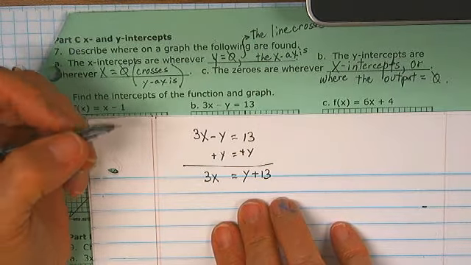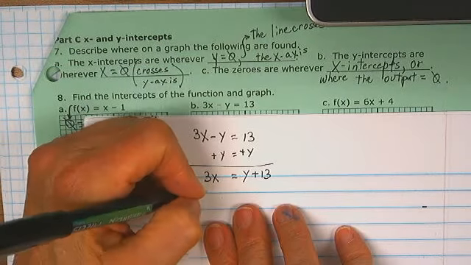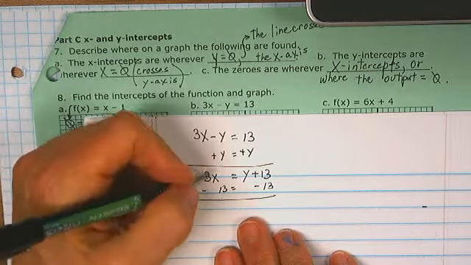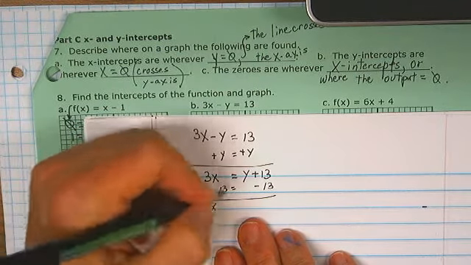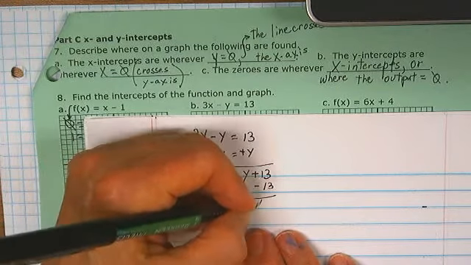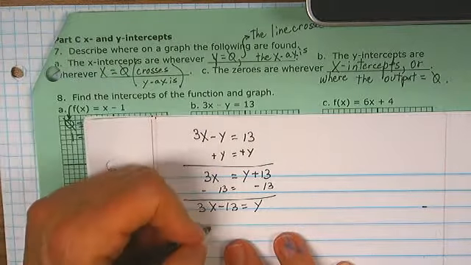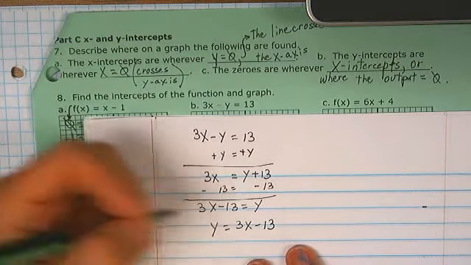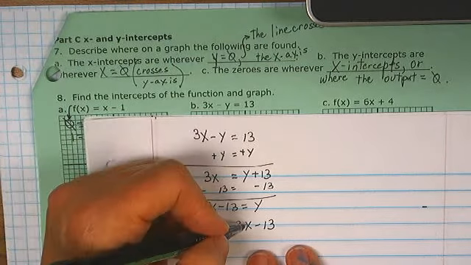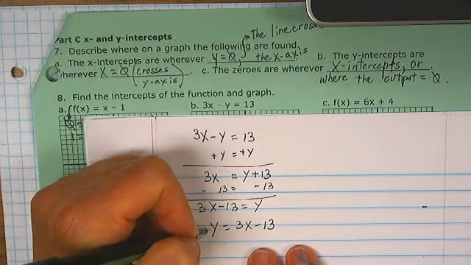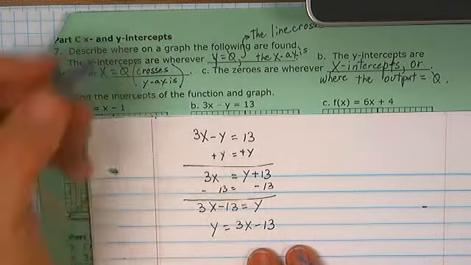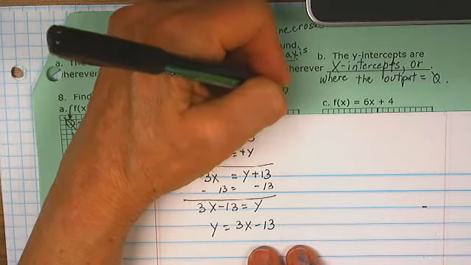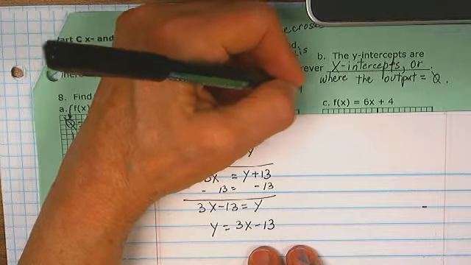Now I subtract 13 from each side. Minus 13 equals minus 13. So now I have 3x minus 13 equals y. And that, of course, is the same as y equals 3x minus 13. If x is 0, y equals negative 13. So one intercept is 0, negative 13.